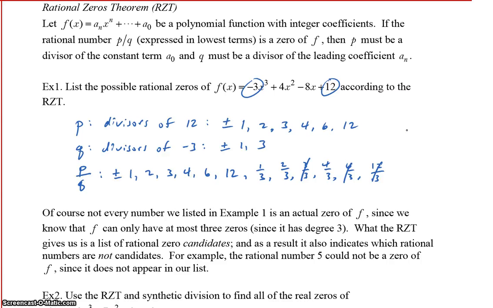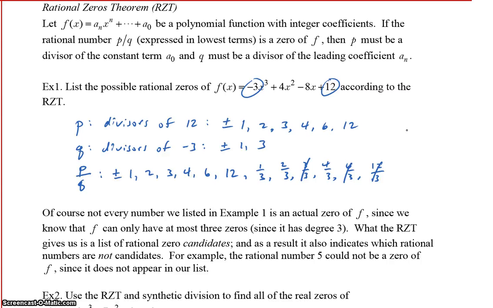Now, there are obviously not 18 zeros of this function. This is a third degree polynomial function, so the maximum number of zeros it can have is 3. So what do we get from this list? If we look at the paragraph below, what the rational zeros theorem gives us is not necessarily a list of actual zeros, but of rational zero candidates.